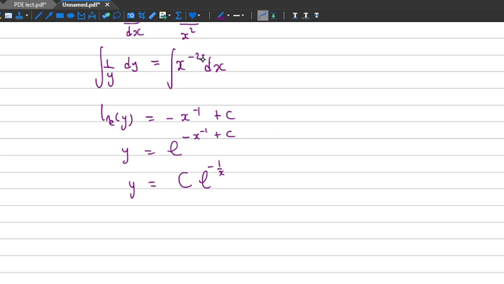When you see a power that is more than 1, you raise it to the negative, to the negative that power, then you do the integration.